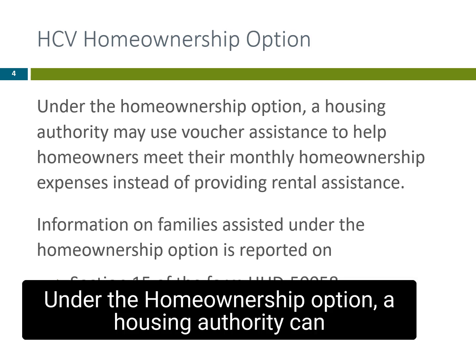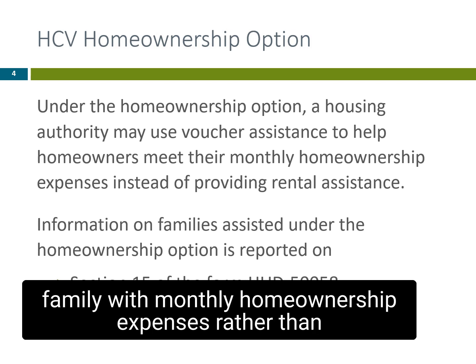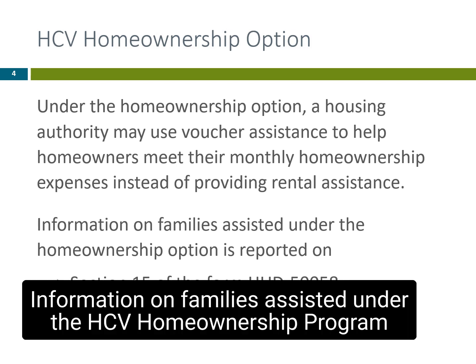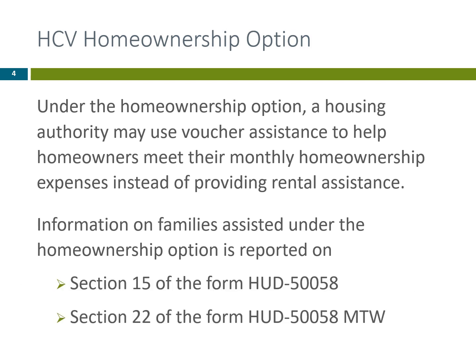Under the homeownership option, a housing authority can use Housing Choice Voucher assistance to help a family with monthly homeownership expenses rather than providing rental assistance to a landlord. Information on families assisted under the HCV Homeownership Program is captured on the 50058.